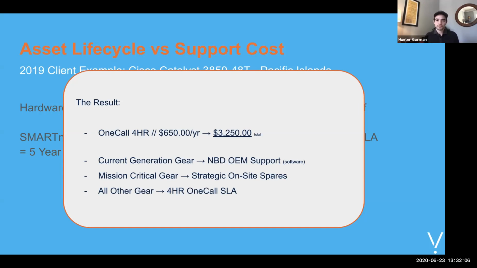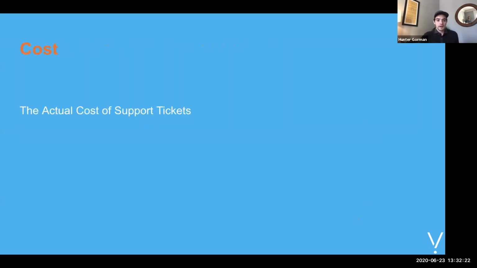We had a couple field stocking locations around the install sites. And so everything turned out pretty nicely. We saved them, I think it was like 70%. Pretty crazy stuff. Again, I'd love to point you to Gannon Boyd's PETA presentation for more on that example, which you can find online. The next thing that we'll look to is the actual cost of support tickets.